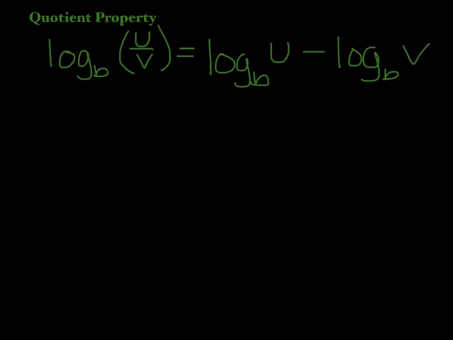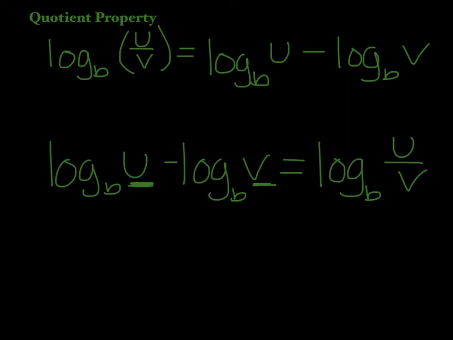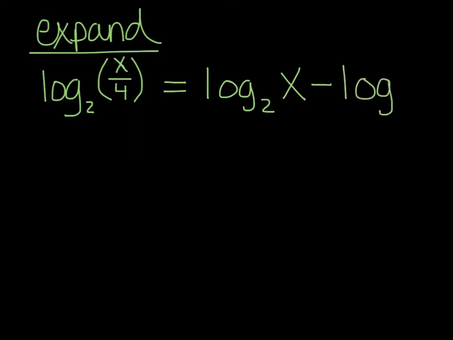Or the other way around, if we had log base b of u minus log base b of v, you could rewrite that as one logarithm. You would put this one on top, u, and you would put that one on bottom, u over v, like that. So as an example, let's expand log base 2 of x over 4 into log base 2 of x minus log base 2 of 4.